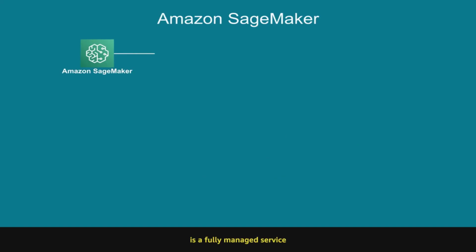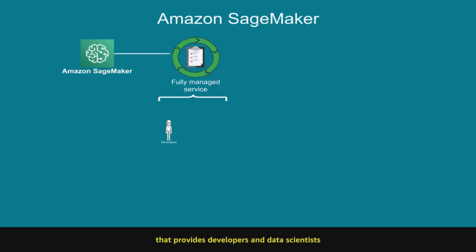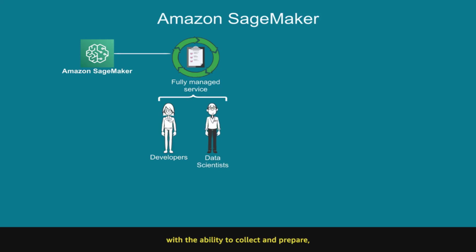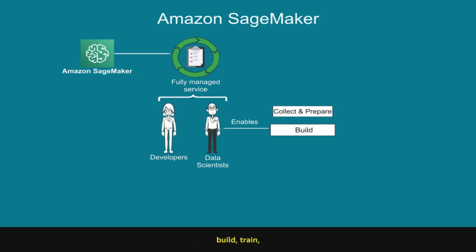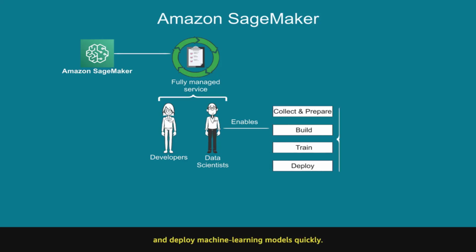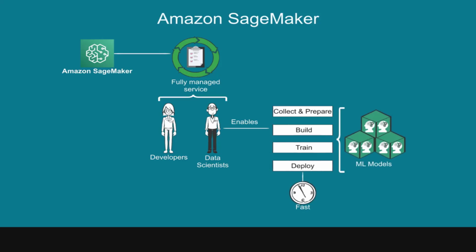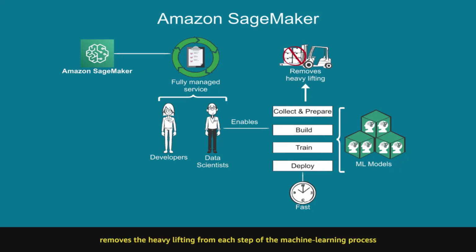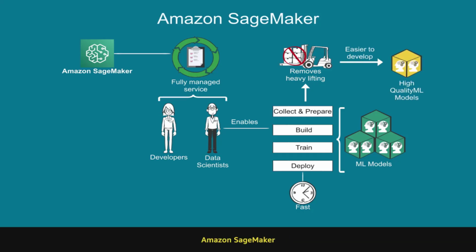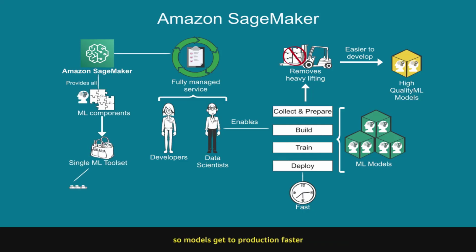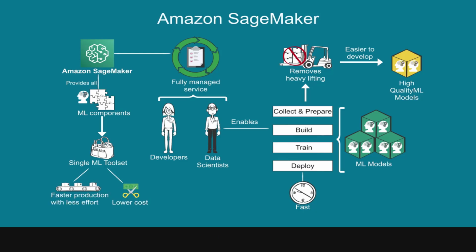Amazon SageMaker is a fully managed service that provides developers and data scientists with the ability to collect and prepare, build, train, and deploy machine learning models quickly. Amazon SageMaker removes the heavy lifting from each step of the machine learning process to make it easier to develop high-quality models. Amazon SageMaker provides all of the components used for machine learning in a single toolset, so models get to production faster, with much less effort, and at a lower cost.